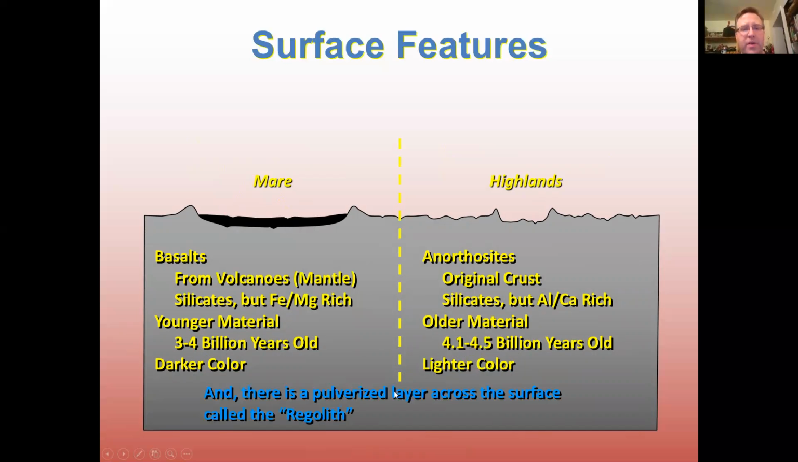And one other mention, there is a pulverized layer across the surface, basically called the regolith. And that layer of fine powder is all over the highlands. And it was a real concern to the missions when we landed on the moon. We didn't know how thick that regolith was. We didn't know if it was a few inches or a few feet or, you know, many yards. And that was very important in terms of landing a spacecraft on it. We really didn't know how deep that spacecraft would fall into it.